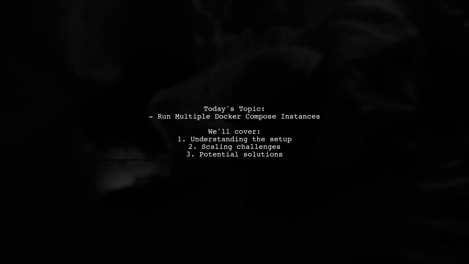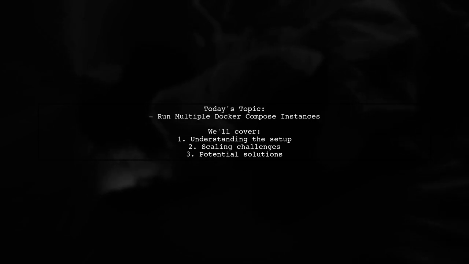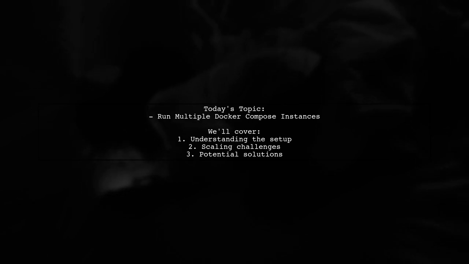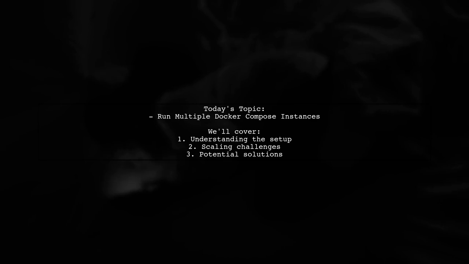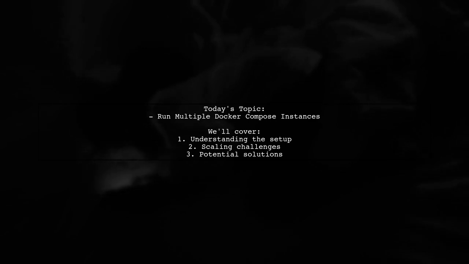Today, tackling a question that many developers encounter when working with Docker. Our viewer is using an application that runs on three different Docker images: a server with a REST API, RabbitMQ, and a worker. They want to scale this application by running multiple independent instances of it while also implementing a load balancer like HAProxy to manage traffic. However, they face challenges with scaling and maintaining independence between these instances. Let's dive into the details and explore potential solutions together.